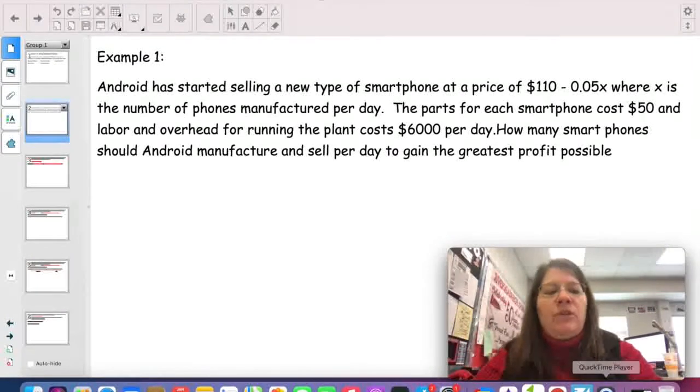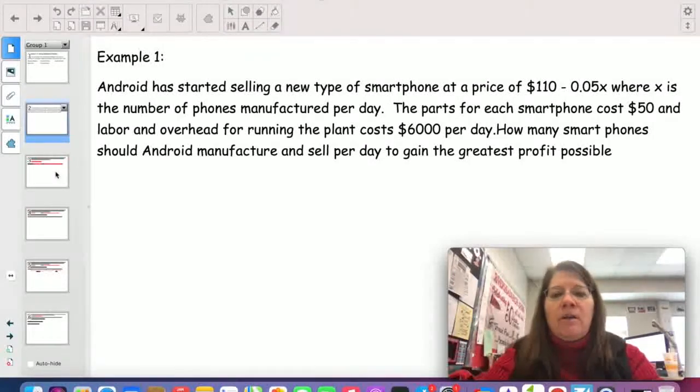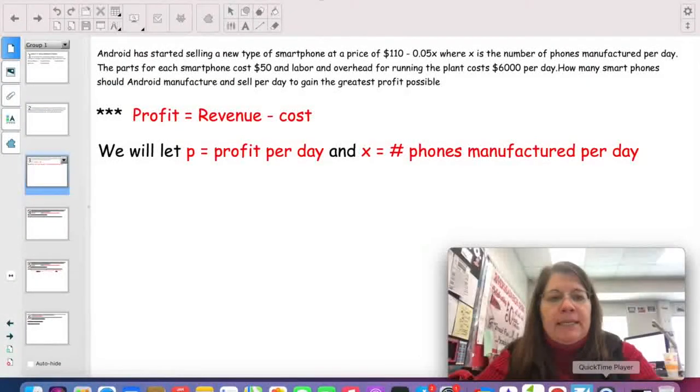So there are a couple things that you need to realize here when you're talking about profit. Keep in mind that profit is the same thing as revenue, the total amount of money you bring in, minus the cost of production. If we're going to think about this problem in terms of a real life math problem and how to set it up, we're going to have to take profit, that'll be P, represents profit per day, and x, they already told us, represents the number of phones manufactured per day.